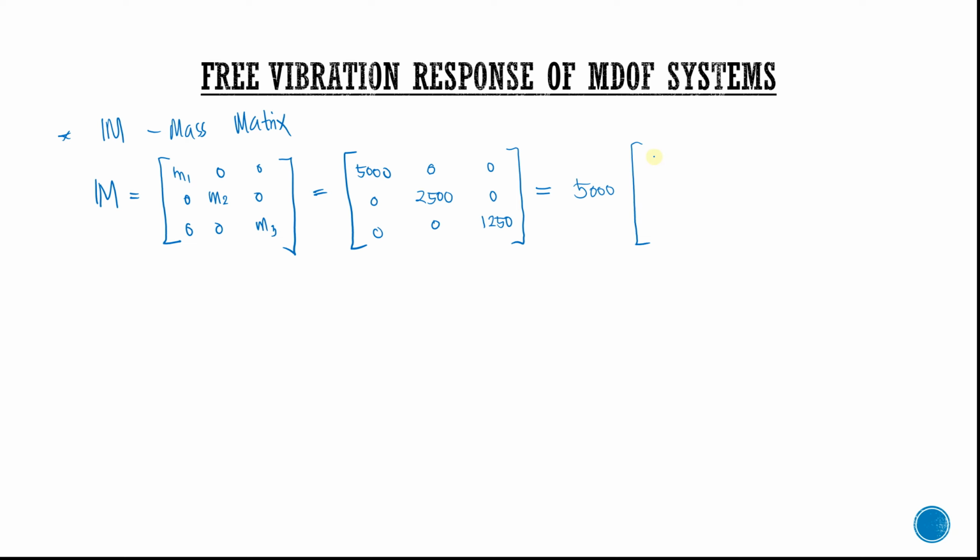If we factor out 5,000, we'll have 1, 0, 0. So that is 5,000 divided by 5,000, that is 1. And then 2,500 divided by 5,000, that is 0.5. And then the 1,250 divided by 5,000, that is 0.25. So this is our mass matrix.